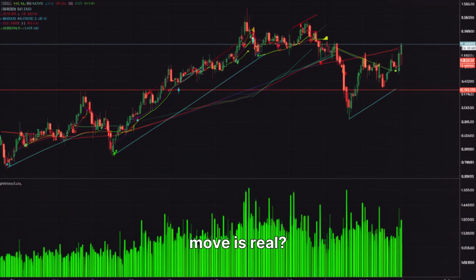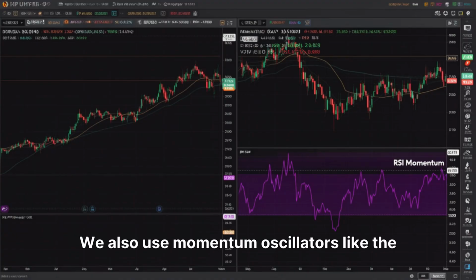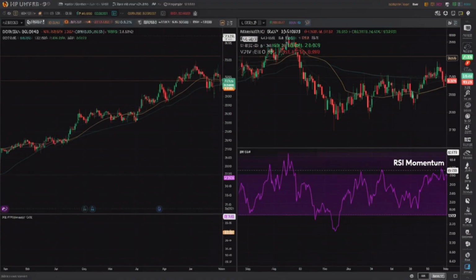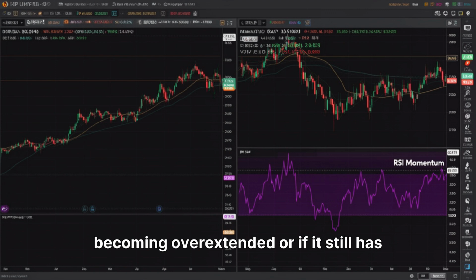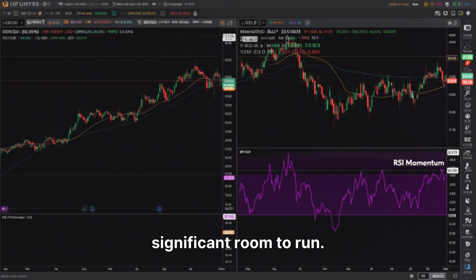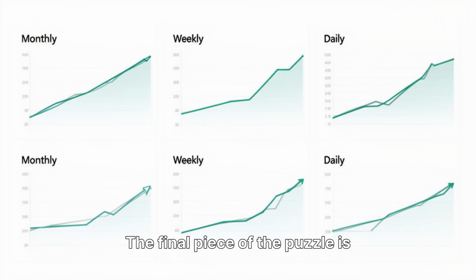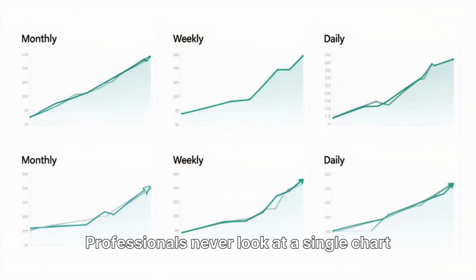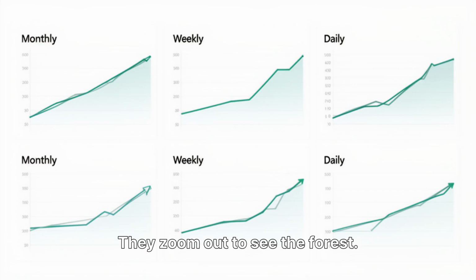But how do we know if a move is real? We look at volume. Volume is the conviction behind the price move, telling us if big money is participating. We also use momentum oscillators like the RSI. This tells us if a trend is becoming overextended or if it still has significant room to run. The final piece of the puzzle is multi-time frame alignment. Professionals never look at a single chart in isolation. They zoom out to see the forest.